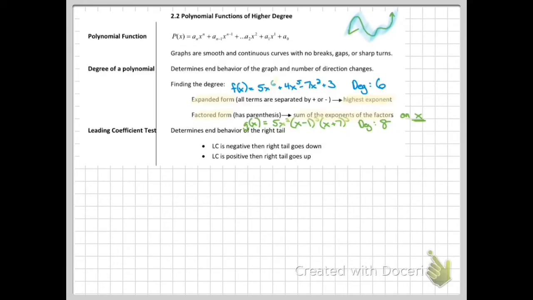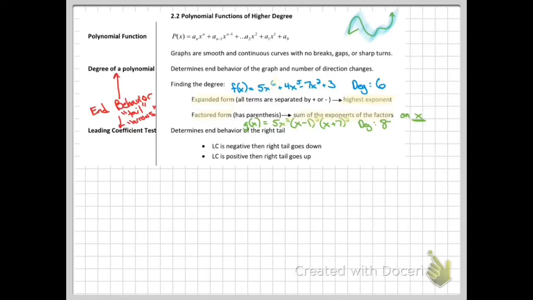The other thing we're going to need to know is leading coefficient. So the leading coefficient test: the leading coefficient determines the end behavior of the right tail. So if we know the degree and we know the leading coefficient of a polynomial, we know what way the right tail is going. And because we're going to combine it with degree, that means we're also going to know the left tail. So together, these give us our end behavior. Let's make a little note of that. Together, these two things give us our end behavior. The tails, the arrows.